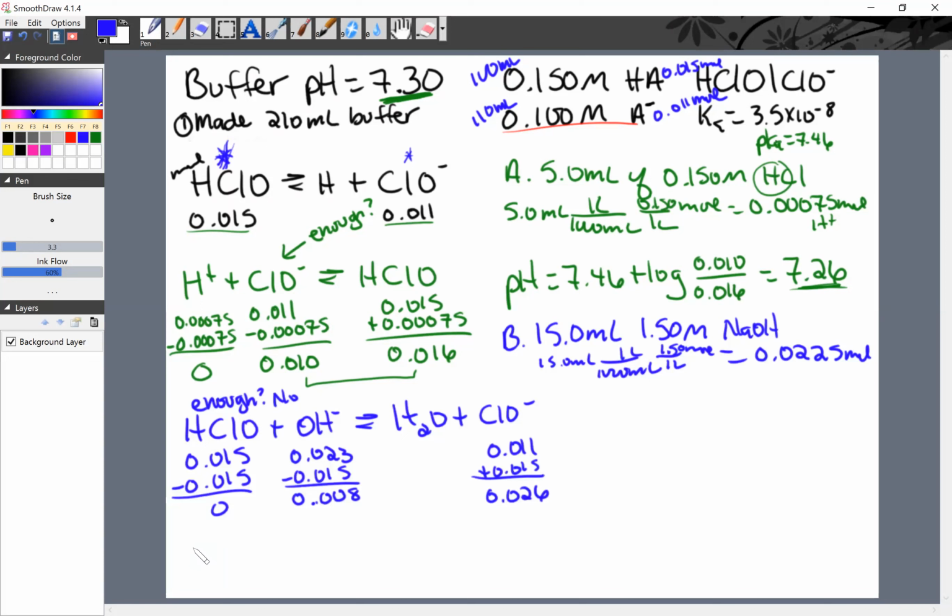Now the question is, am I still buffered? And the answer is no, because I have used up all of my weak acid component. So I cannot use the Henderson-Hasselbalch equation. And I have to ask myself, okay, what is going on in my solution? And right now, I have excess strong base.